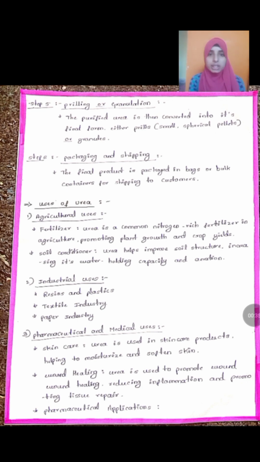Second one is industrial uses: resins and plastics, textile industry, paper industry. Third one is pharmaceutical and medical uses.